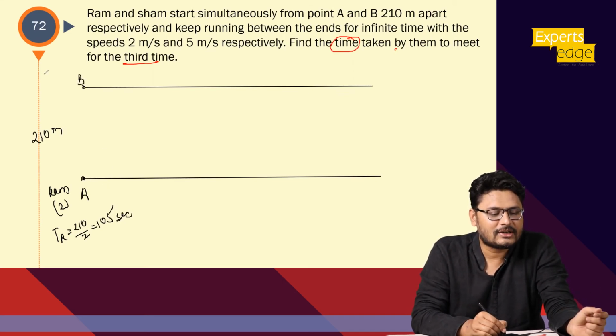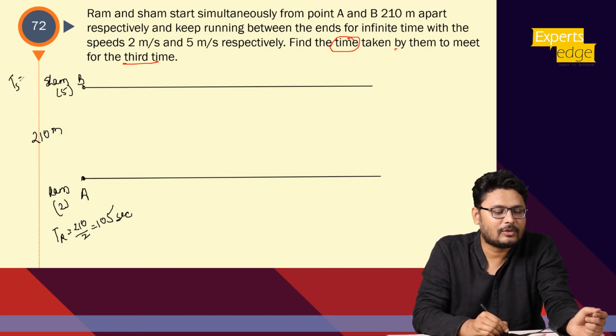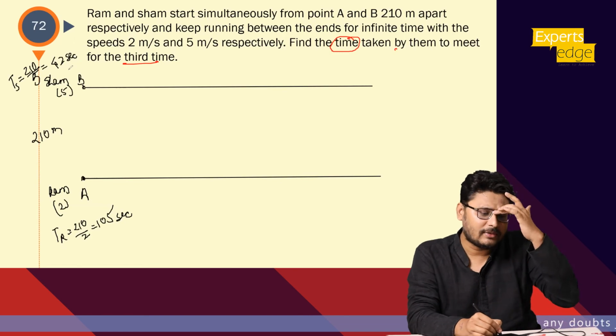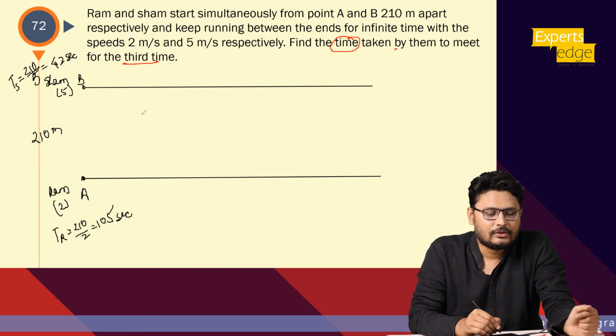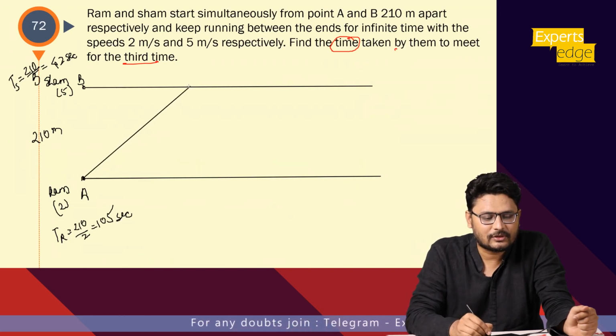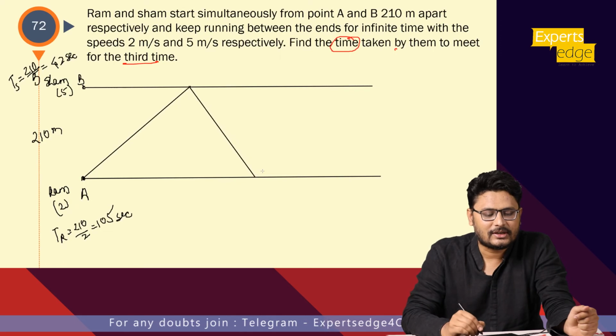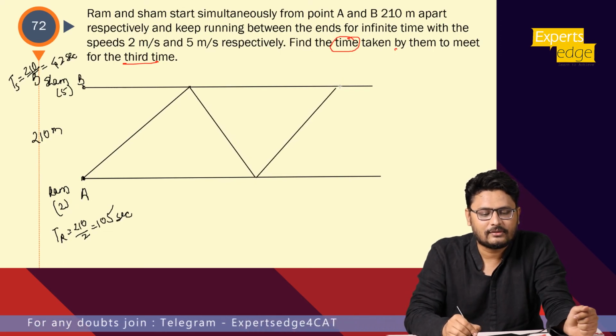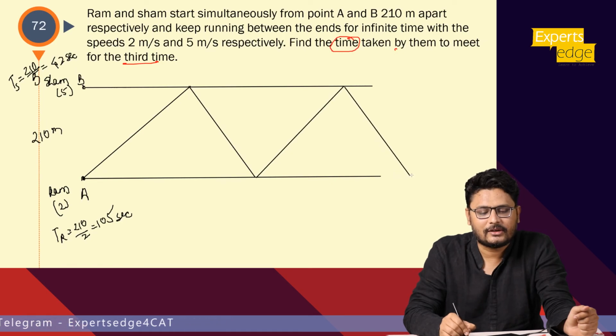Similarly, who is coming from B? Sham. What is Sham's speed? 5. If Sham's speed is 5, what is the time taken by Sham to complete this 210? It is nothing but 210 by 5, 42 seconds. So after every 42 seconds he will be at the other end. So let's first start with Ram. So Ram's, 105, something like this, 105, this is 210, this is 315 and let's put the last one here too, 420. Okay.